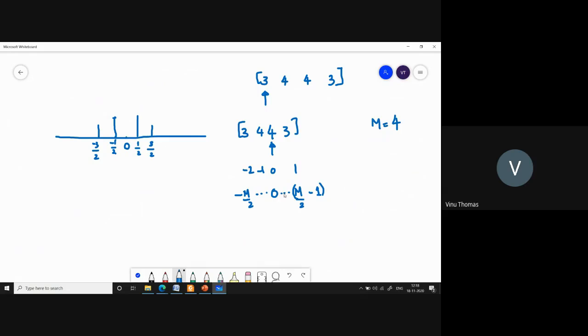See, for example, if I start from 0, then I will have M by 2 samples here. If I start from -1, I will have M by 2 samples here. Is it clear? So there are more samples with negative indices than with positive indices. Or I can say the number of samples with positive index is 1 less than the number with negative index, right? So this is now 3, 4, 4, 3.